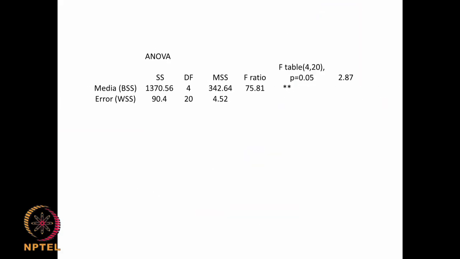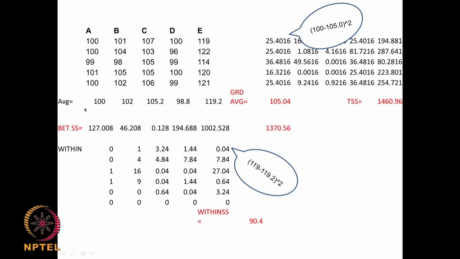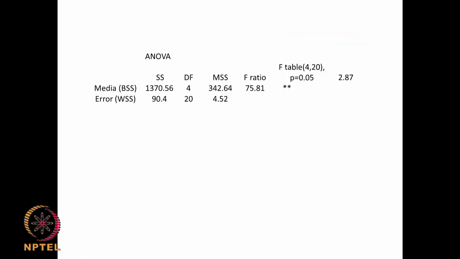So, obviously, I would say media E is the best, because E gives you the highest average value. Do you understand? E gives you the highest average. That is how we would do this problem.